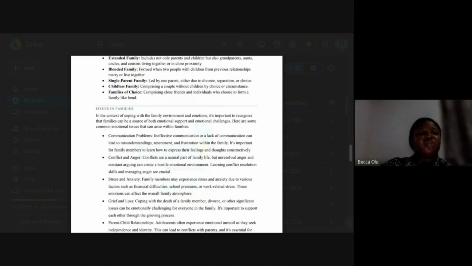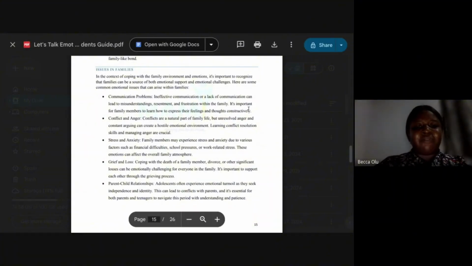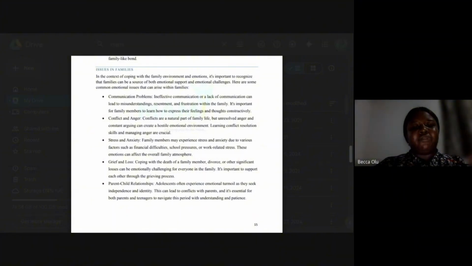All right. So let's look at some common issues that you can have in a family. In the context of coping with family environment and emotions, it's important to recognize that family can be a source of both emotional support and emotional challenges. So here are some common emotional issues that can arise within families. Number one, communication problems. Ineffective communication or lack of communication can lead to misunderstanding, resentment, and frustration within the family. It's important for family members to learn how to express their feelings and thoughts constructively.